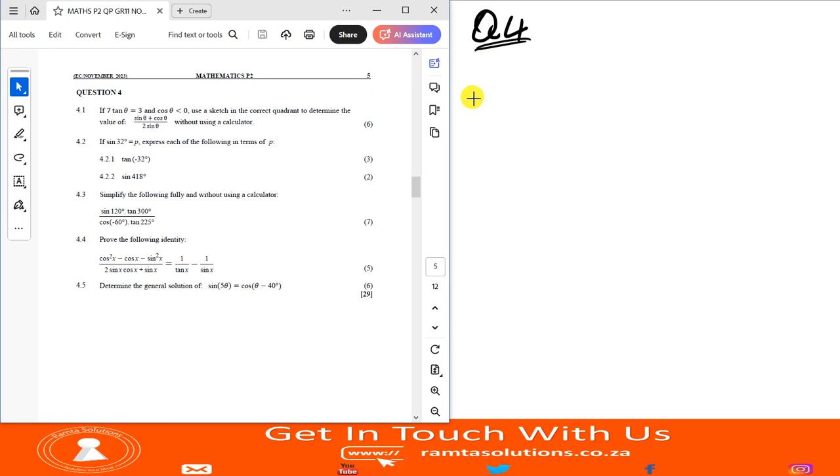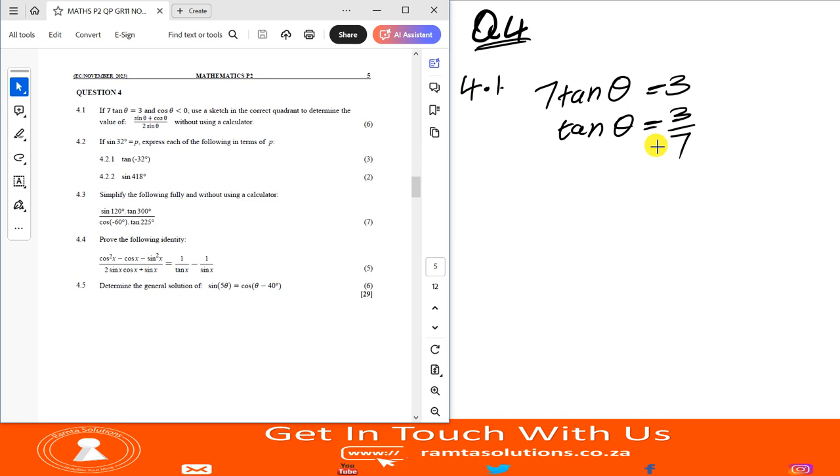So question 4.1 says if 7 tan theta equals 3 and cos theta is less than 0, use a sketch in the correct quadrant to determine the value of sin theta plus cos theta over 2 sin theta. They say do this without using a calculator. For this question, the first thing that you need to realize is you have 7 tan theta, which is equal to 3, right? So what is the value of tan theta? As you can see here, tan theta is 3 over 7.